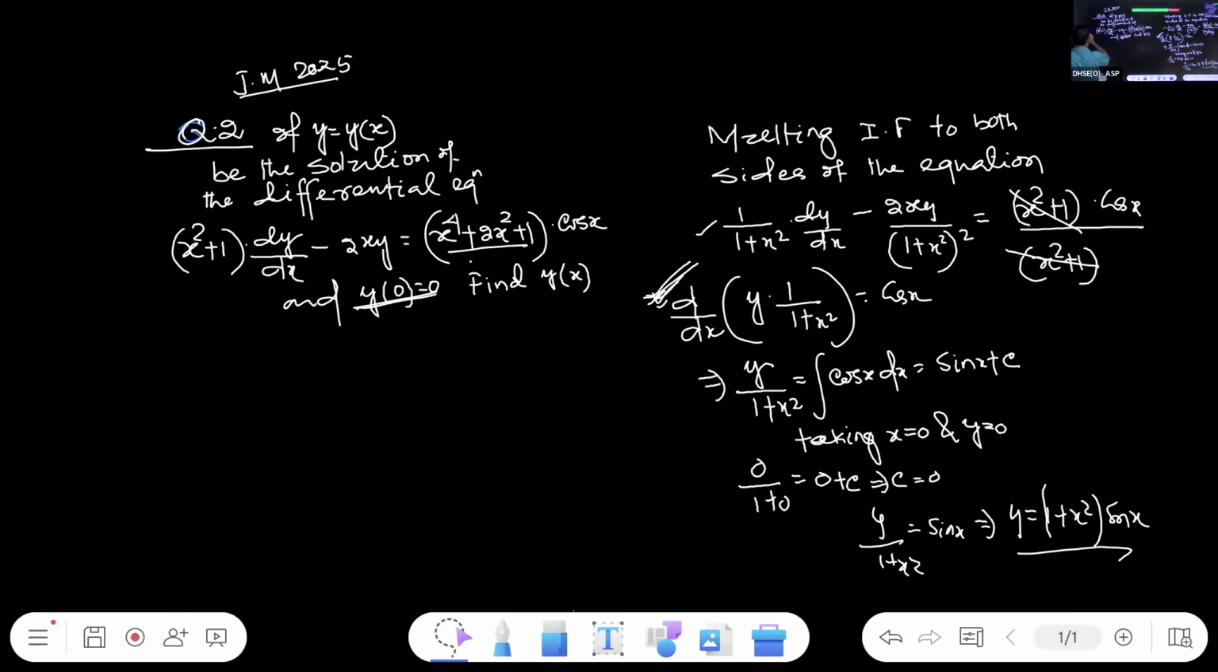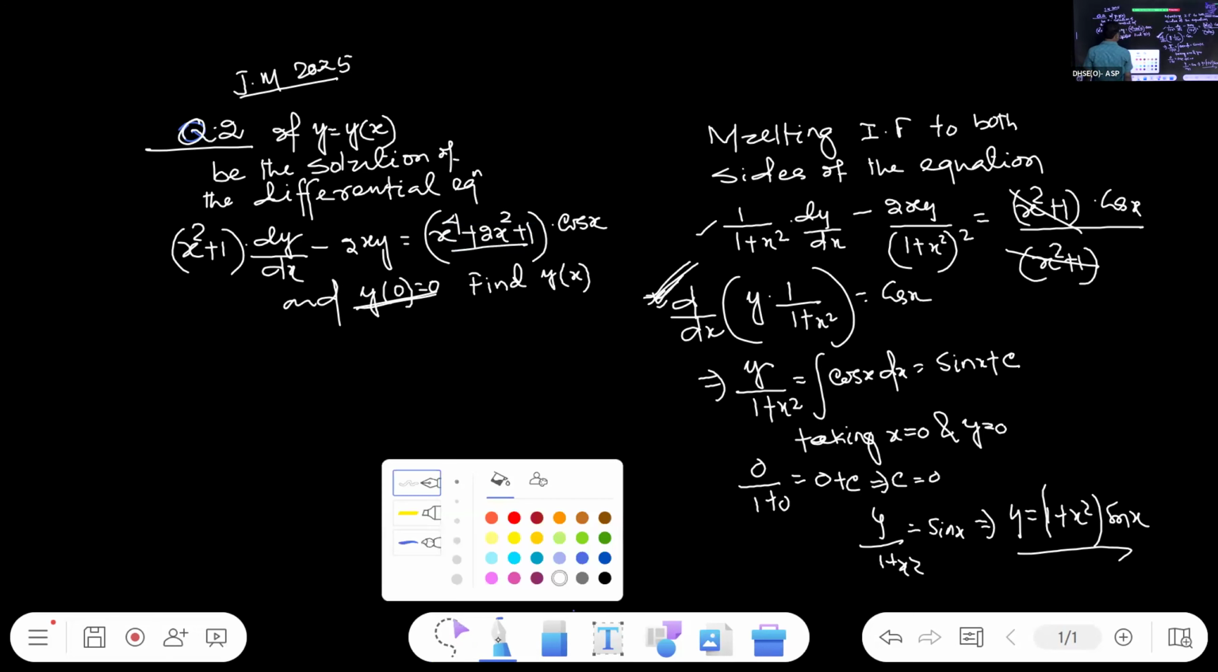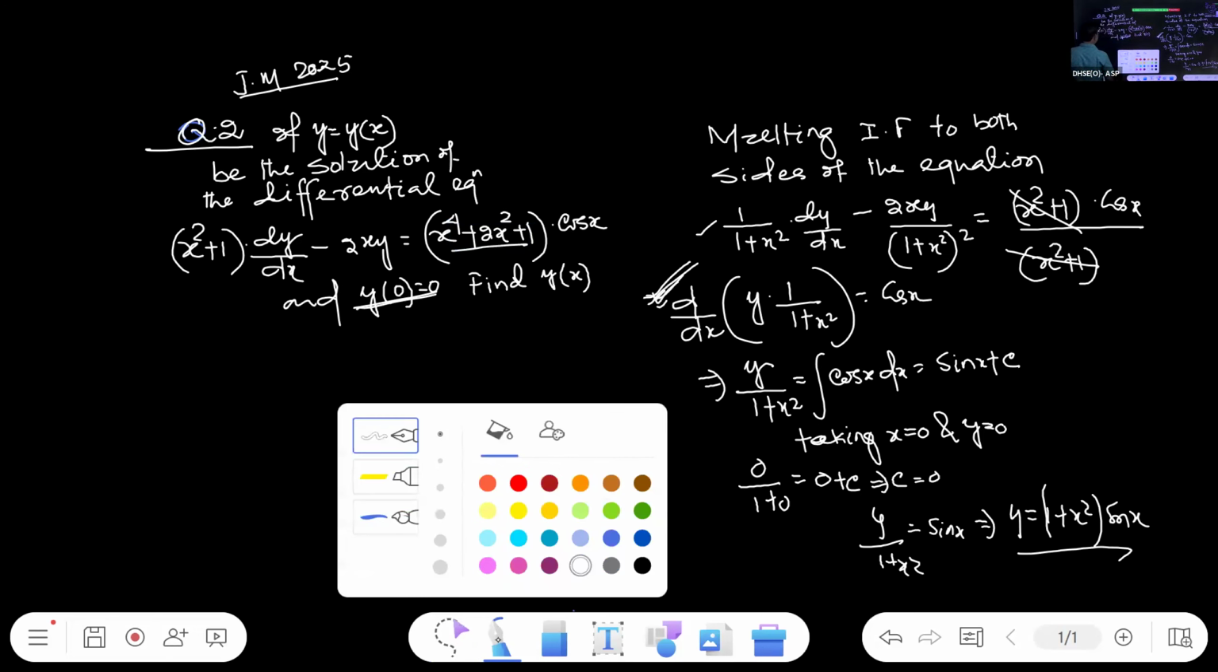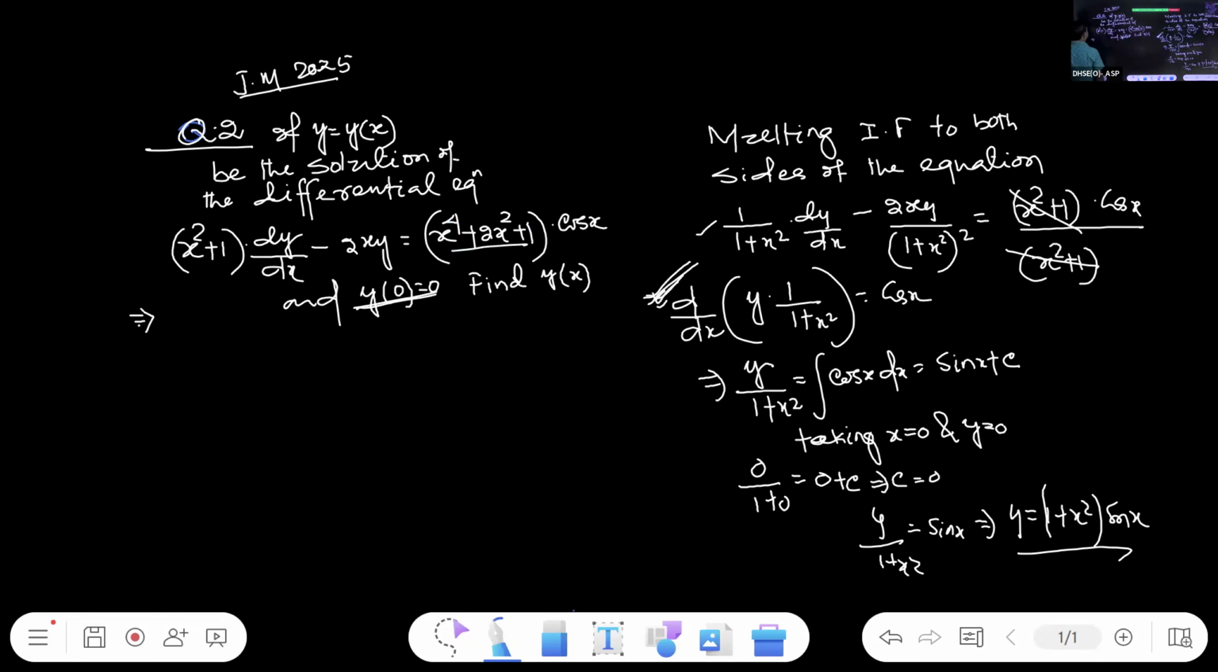It is given that y is a function of x, the solution of the differential equation x square plus 1 into dy upon dx minus 2xy equals x to the power 4 plus 2x square plus 1 into cos x. This is nothing but x square plus 1 whole square, sorry. X square plus 1 whole square, right? First of all, we have to divide both sides of the equation by x square plus 1, so that it will take the form of the linear differential equation.